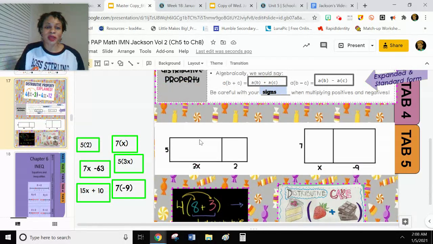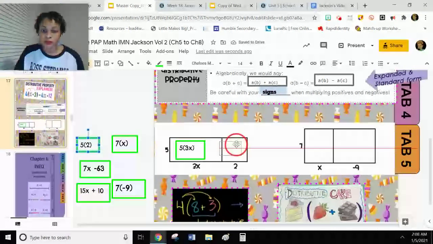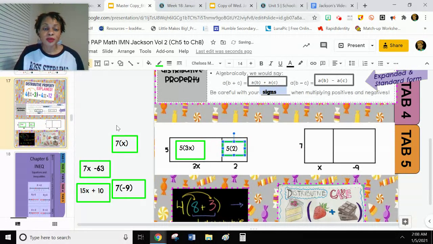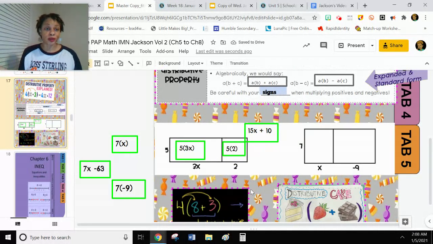So distribute box method. This is just like multiplying. We would have 5 outside the parentheses, and we had 3x plus 2 in parentheses. We want to distribute 5 to everything. So in this box, we'll multiply 5 times 3x. And in this box, 5 will be multiplied times 2. And then we would simplify our answer. 5 times 3 would be 15x, and 5 times 2 would be 10. So our answer would be 15x plus 10. That will be your final answer using distributive property. Okay?